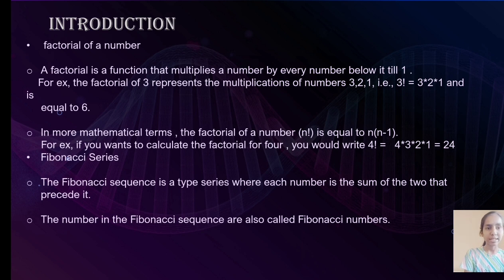In more mathematical terms, the factorial of a number n, n factorial, is equal to n into n minus 1, and so on. For example, if you want to calculate the factorial of 4, you would write 4 factorial equals 4 into 3 into 2 into 1. 4 factorial equals 24. Fibonacci series. The Fibonacci sequence is a type of series where each number is the sum of the two that precede it. The numbers in the Fibonacci sequence are also called Fibonacci numbers.